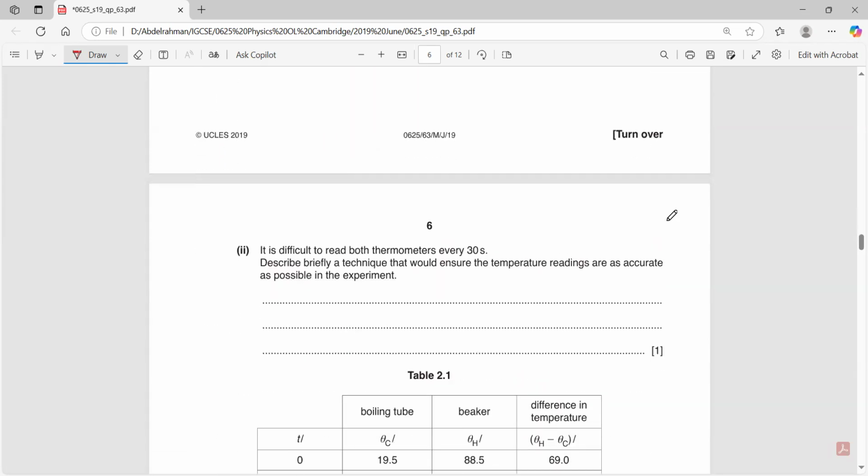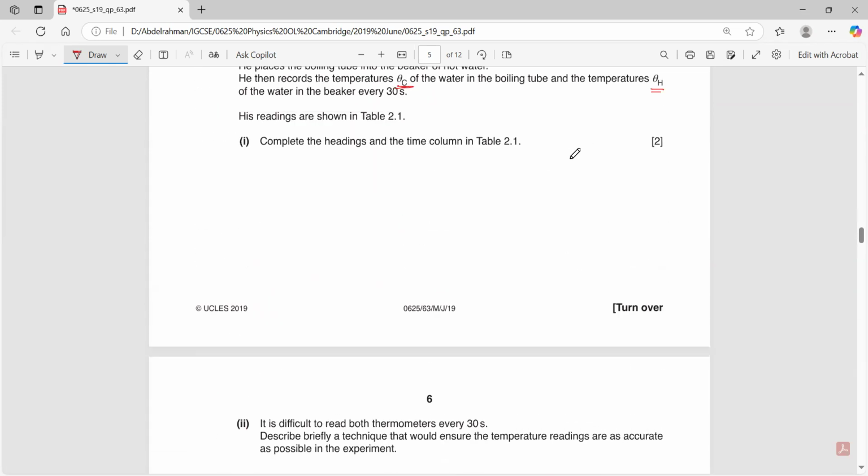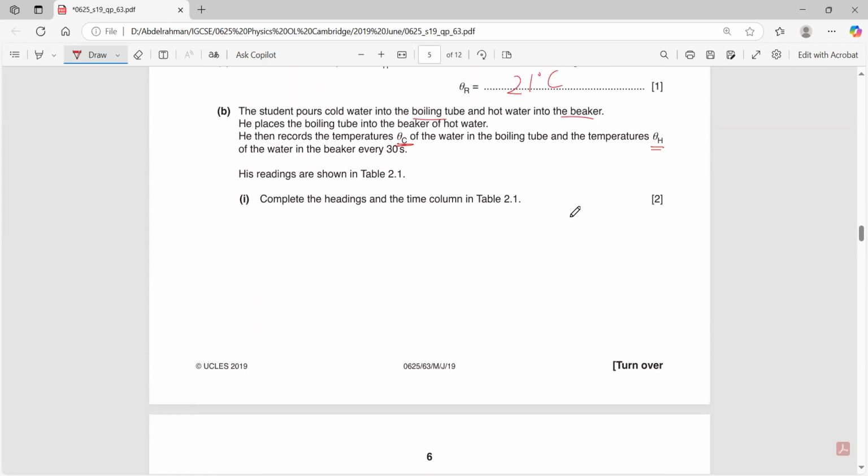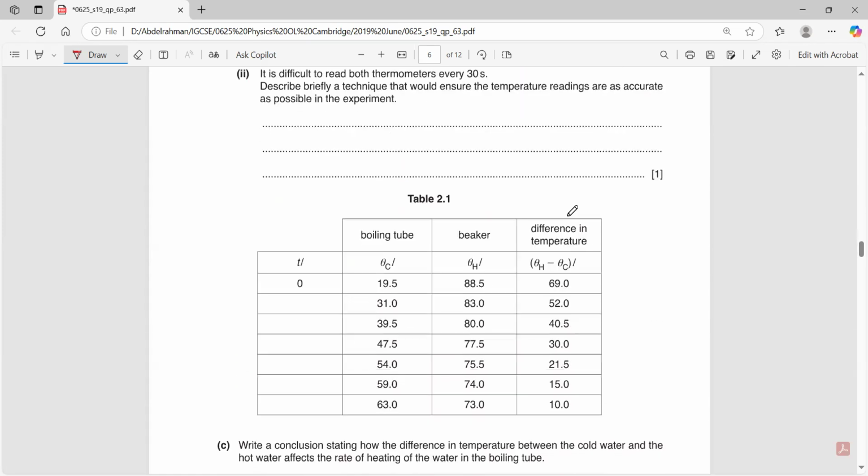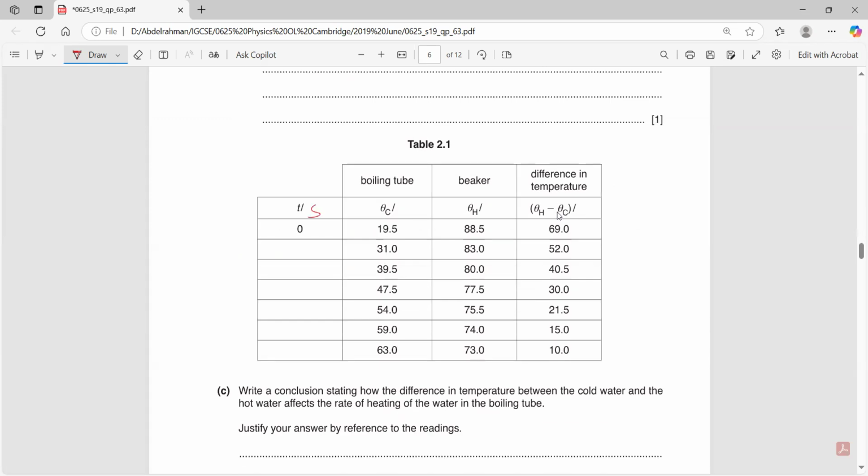Now, can I complete the table headings? Yes. The time is in seconds. The temperatures are in degrees Celsius, and degrees Celsius.